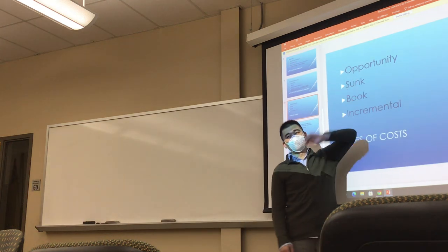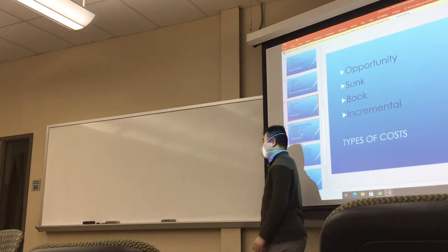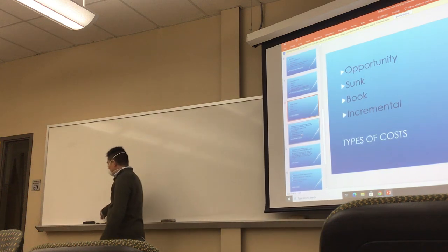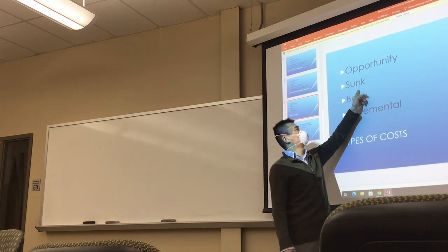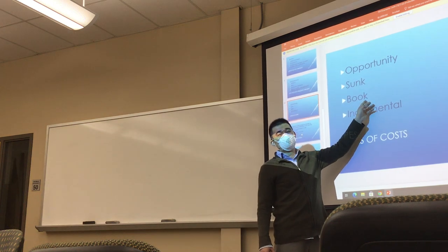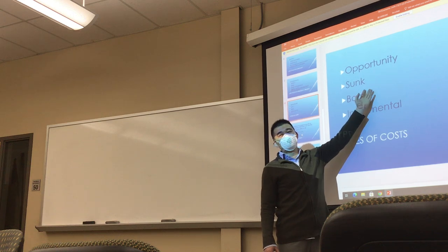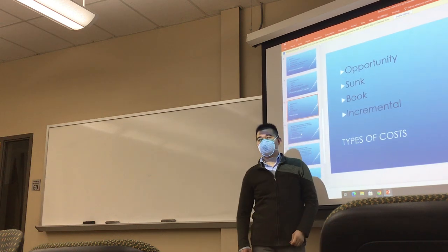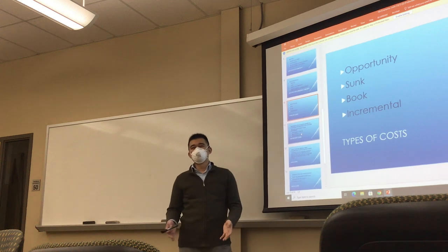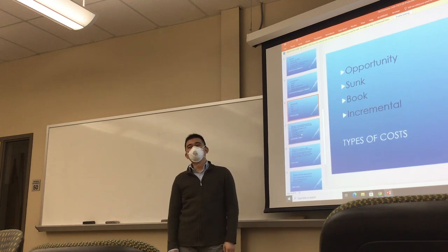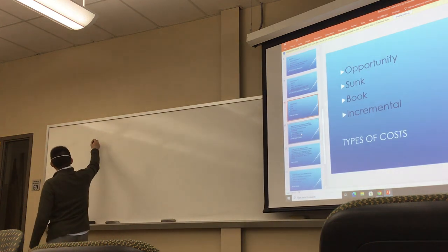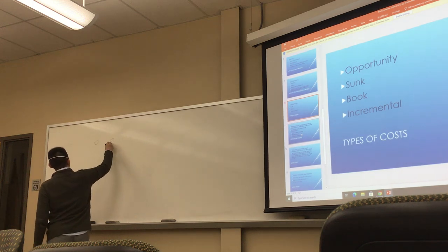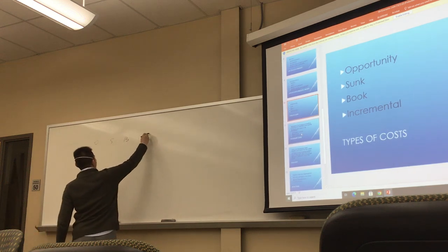So if I give you a question, okay? I give you these three options: opportunity cost, sunk cost, book cost. Which one can be treated as cash flow? Cash flow means something really happened, okay? And you need to make it as a cost. So it's opportunity, sunk, or book.